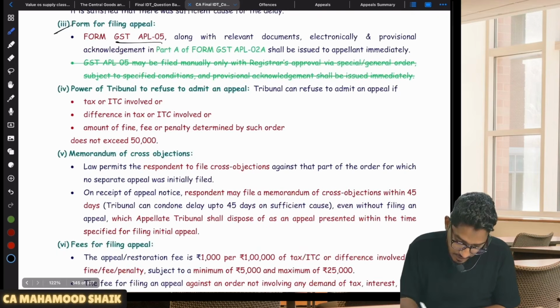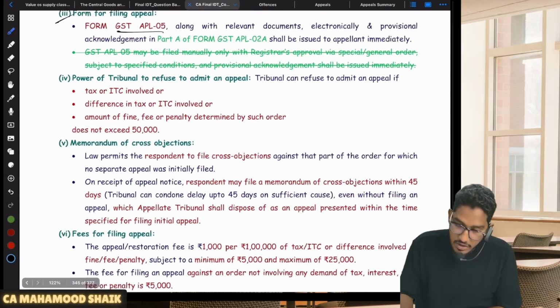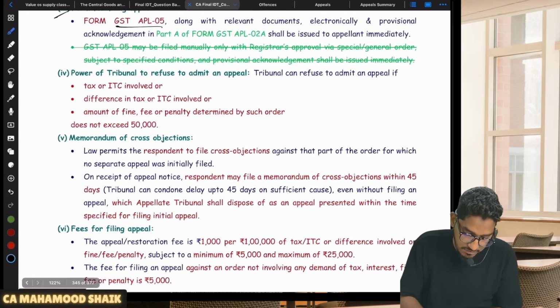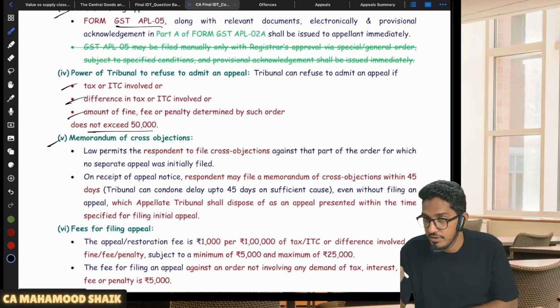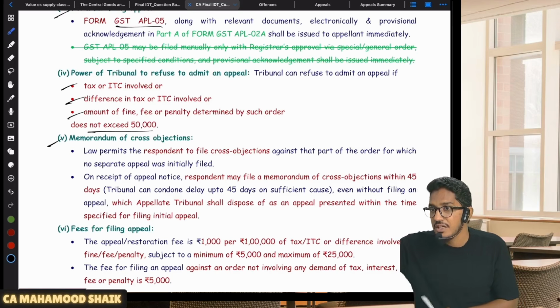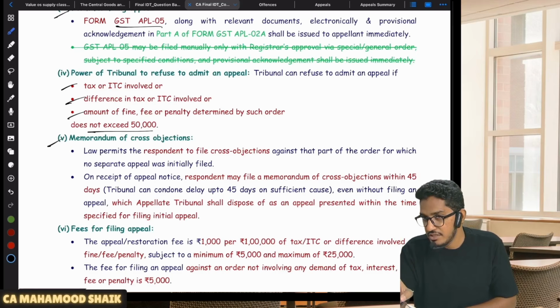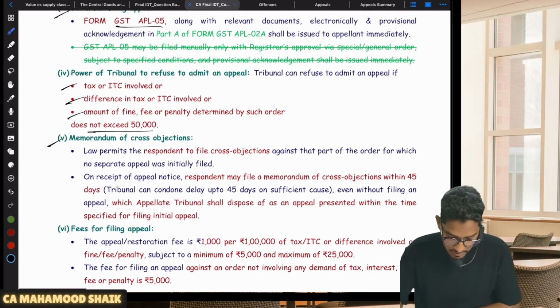Next. This point also I have told: the tribunal will not entertain an appeal from a registered person if the difference in tax or ITC involved, or the amount of fine, fee or penalty, is less than 50,000 rupees. Memorandum of cross objection, this also I have told. What is a memorandum of cross objection? The department started an appeal, and you did not initially start the appeal, but you have some objections. Keep those objections within 45 days. Condonation of delay of 45 days is permitted, and that memorandum of cross objection itself will be treated as a fresh appeal. It will be treated equal to the appeal only.